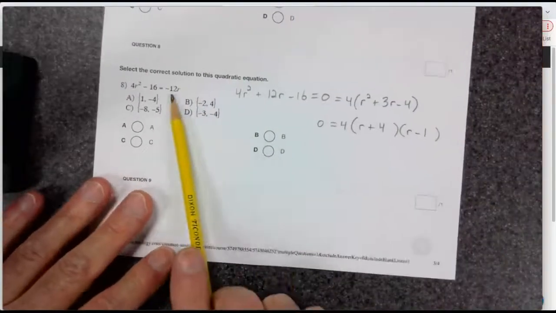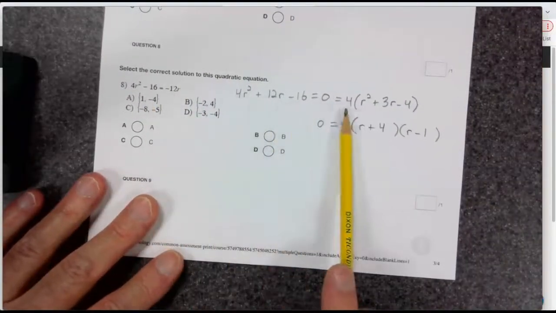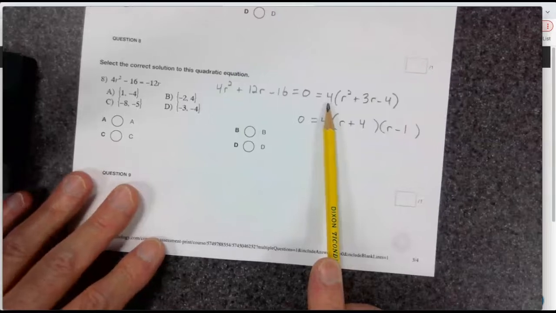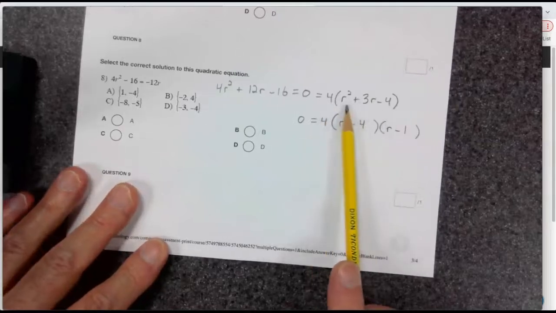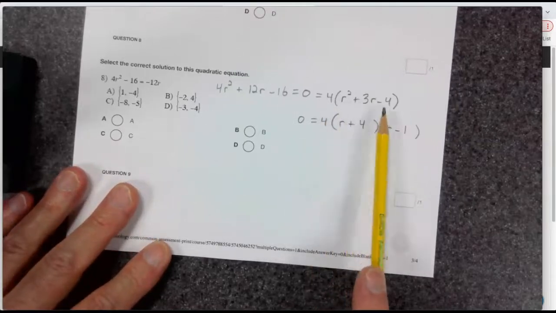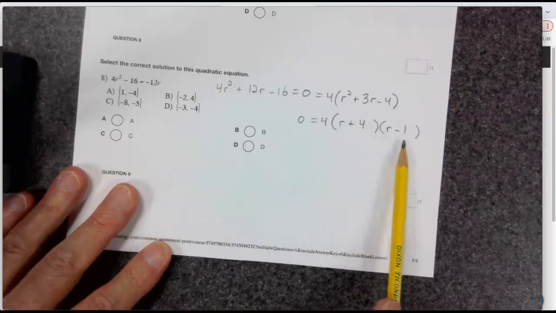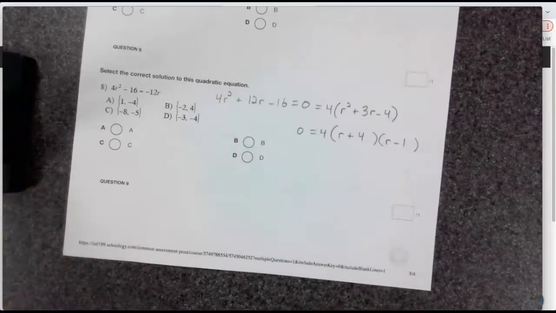Same thing, put in standard form. Factor out the 4 was the greatest common factor. So I'm factoring this quadratic right here. All right, r plus 4, r minus 1. You can see what the answer is.